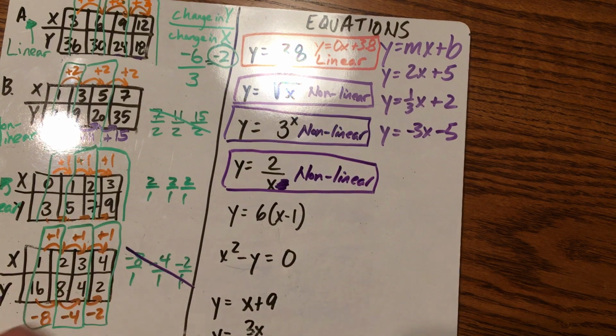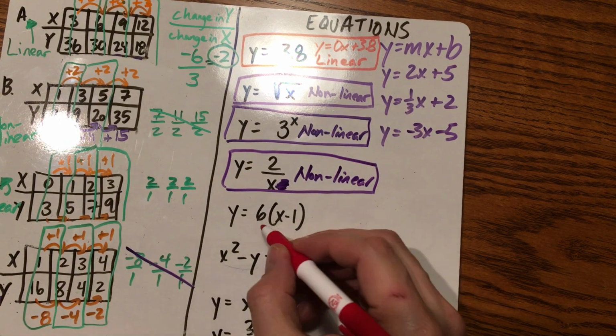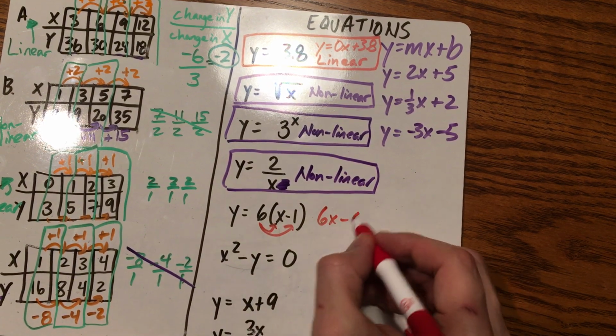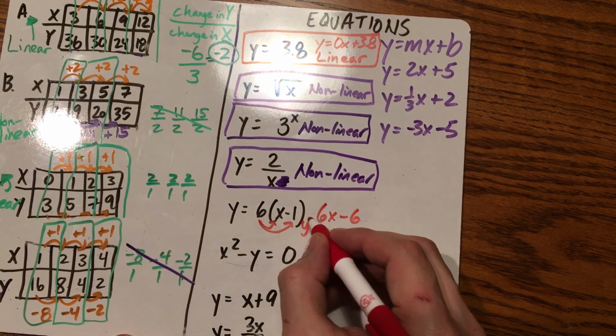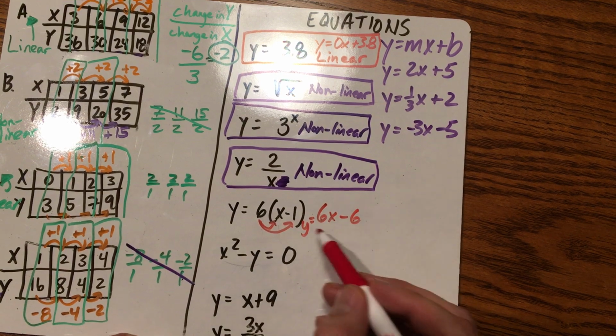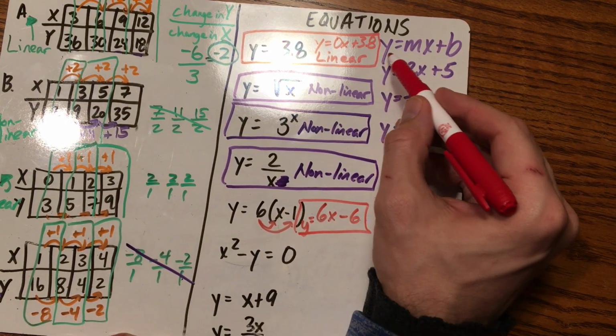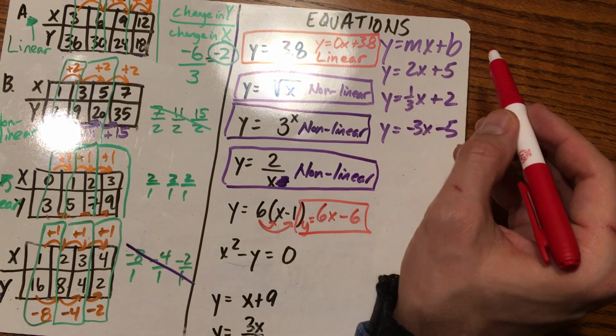I actually think this next one is good, right? Could we technically distribute this one? Could we do 6 times x? Could we do 6 times 1? Yeah, so look what this one actually is. y equals 6x minus 6. Doesn't that, right here, y equals 6x minus 6, look a lot like this? y equals something x plus b.